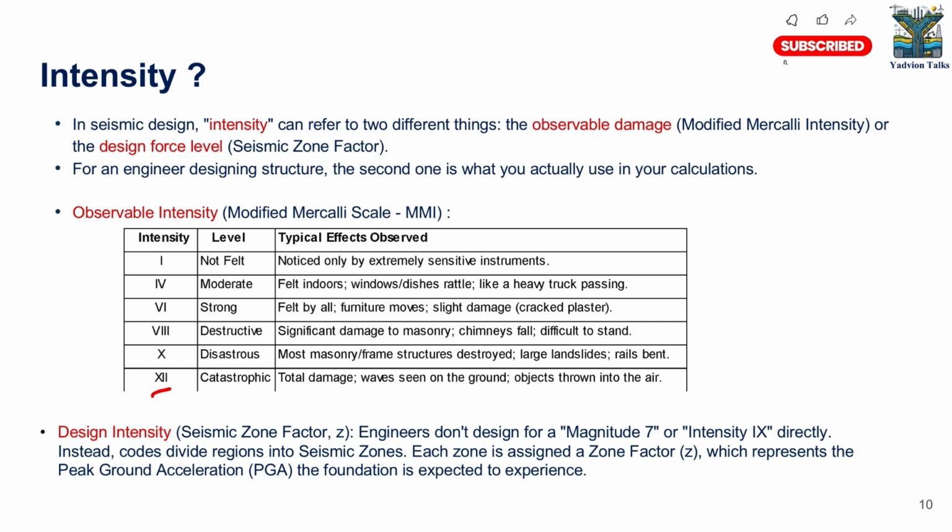We cannot design based on magnitude 7 or intensity 10 or 11. Instead, all standard codes for designing structures divide their country into different regions, seismic zones, each zone having a zone factor, right? The zone factor is nothing but the peak ground acceleration value for that specific area of the country. So we'll see the seismic zones.